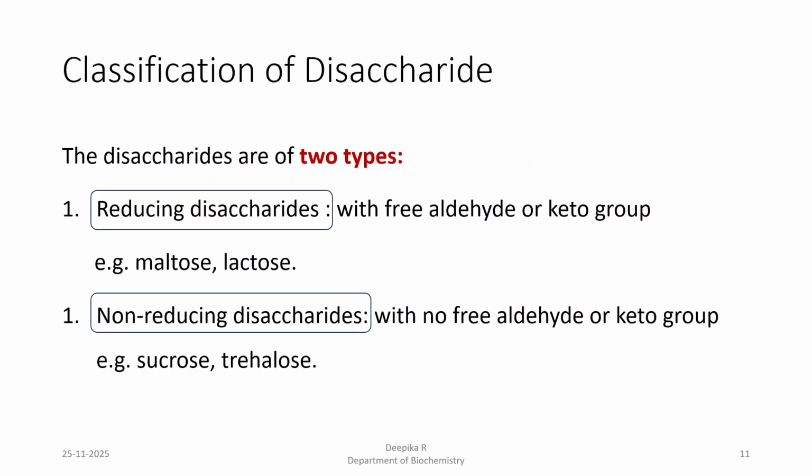Disaccharides can be further classified in 2 ways. The first is called reducing disaccharide, the other is called non-reducing disaccharide. If a free aldehyde or keto group is present in the structure of the disaccharide, we call it a reducing disaccharide. Examples are maltose and lactose. If there is no free aldehyde or keto group in the structure, we call it a non-reducing disaccharide. Examples are sucrose and trehalose. These are the two types of classification of disaccharide.